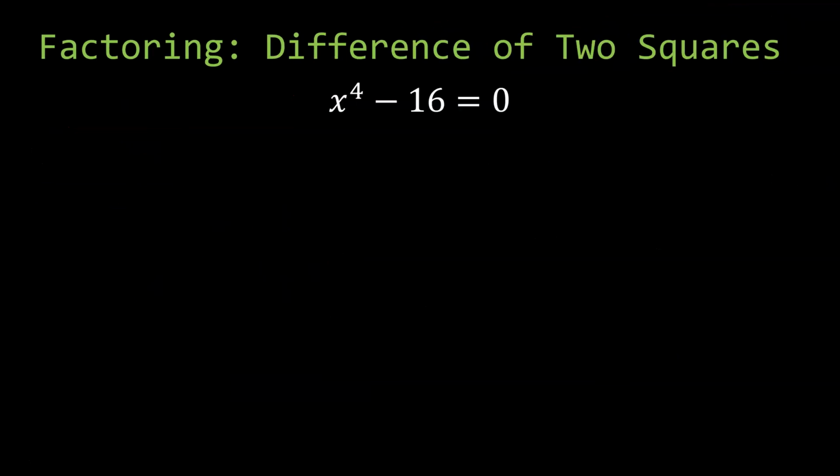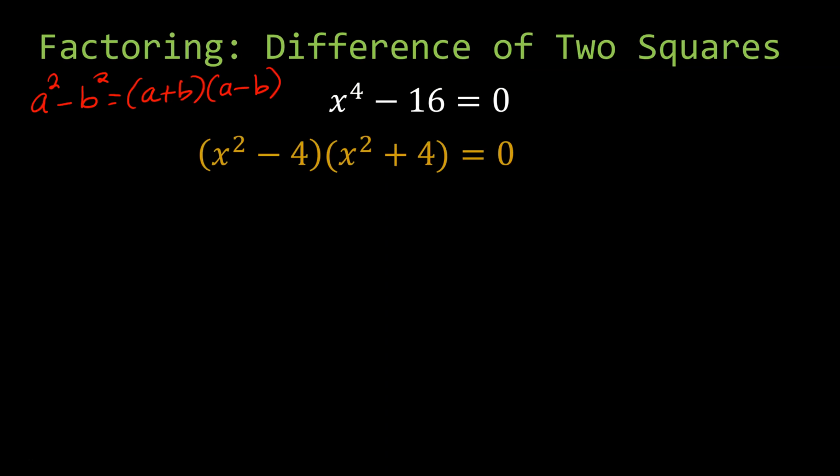The next type of factoring is a special factoring method, and that is called the difference of 2 squares. Okay, so x to the 4th power minus 16. As we remember, a squared minus b squared will equal a plus b times a minus b. So here, what square will give you x to the 4th? It's x squared. So a is x squared. What square will give you 16? 4. So b is 4. So I will have x squared minus 4 times x squared plus 4 equal to 0.